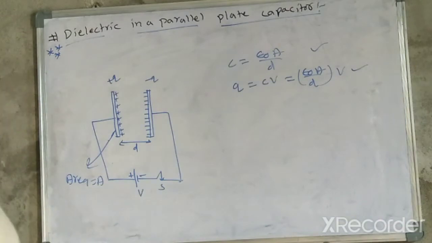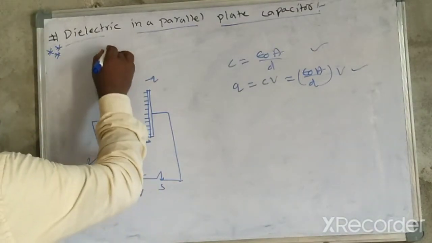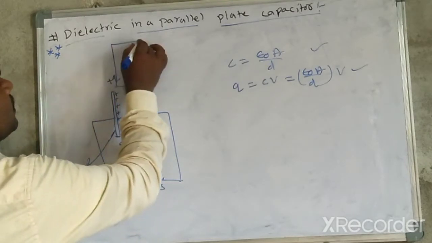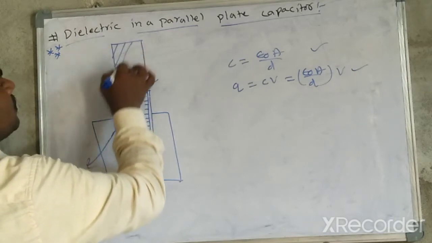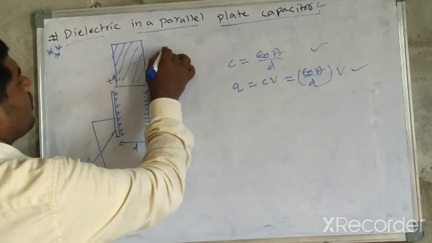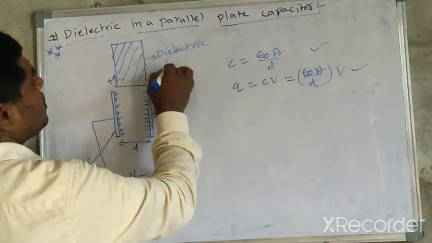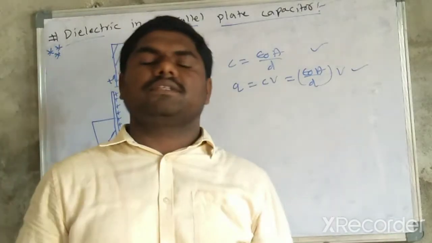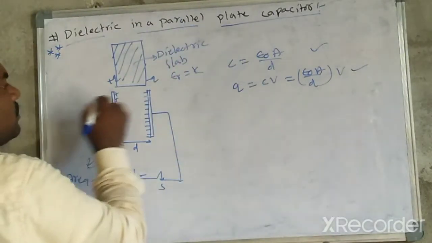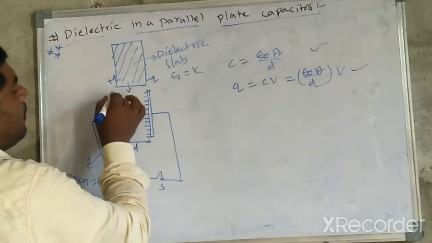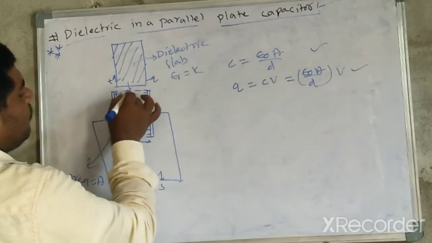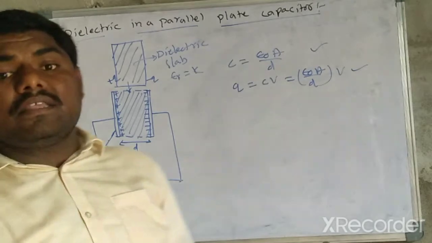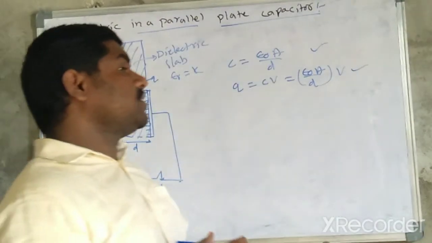But here, dielectric in a parallel plate capacitor. Let us consider a dielectric slab inserted completely. This epsilon r I would like to call K. So this slab is inserted to completely fill the space between the two plates. Here, with it completely filled, the capacitance of the capacitor will change.